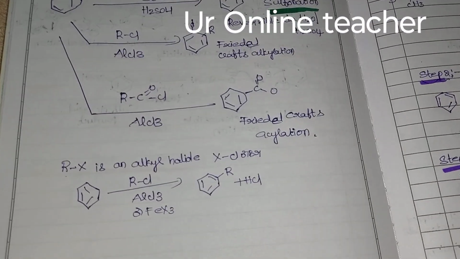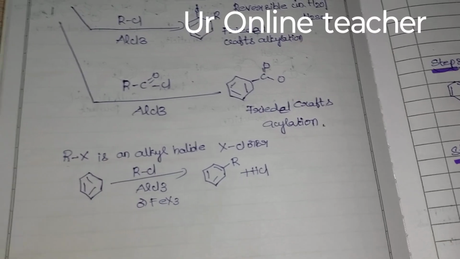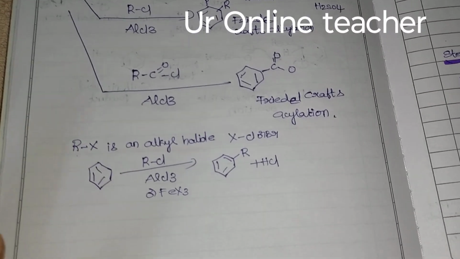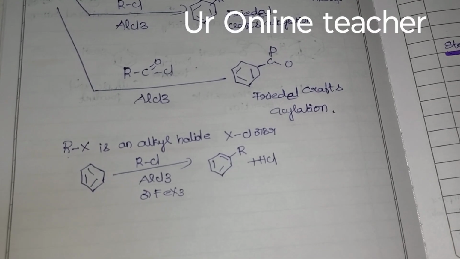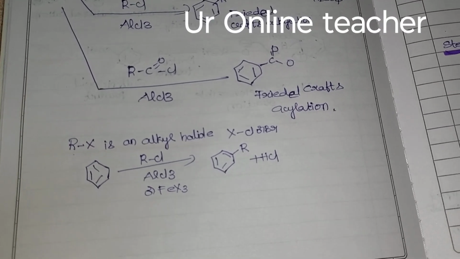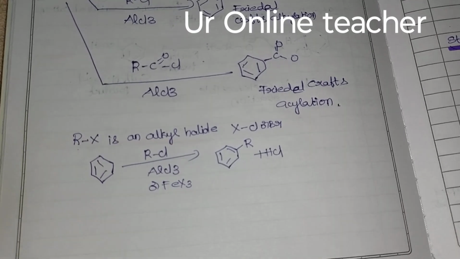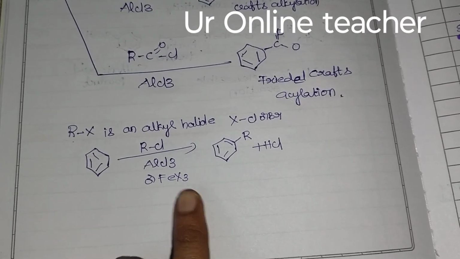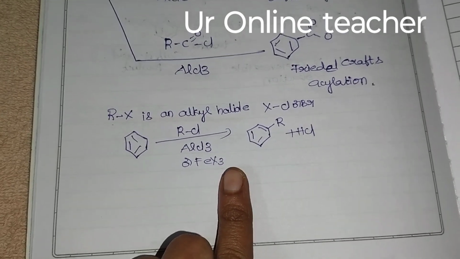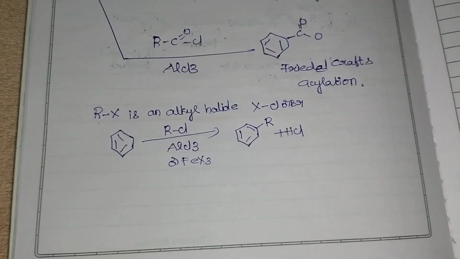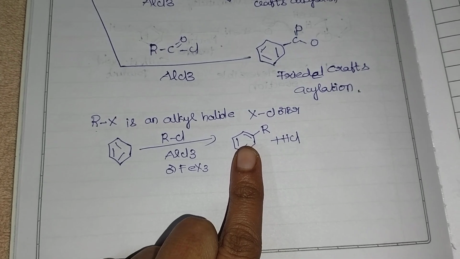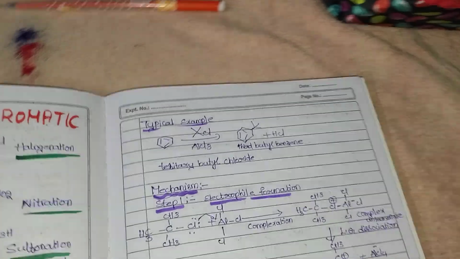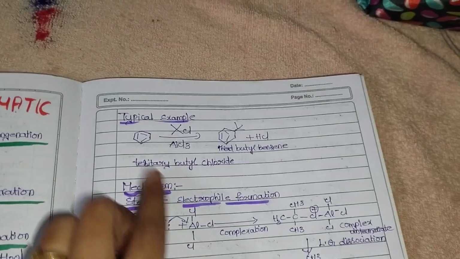So what is Friedel-Crafts alkylation reaction? RX is an alkyl halide. When benzene reacts with the alkyl halide, where the halide may be chlorine, bromine, etc., in the presence of aluminum chloride or iron chloride or any halide FeX3, it will give alkyl benzene plus HCl. We will see one typical example to explain this.